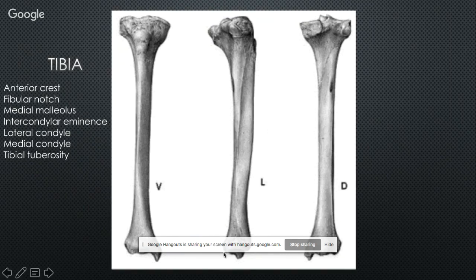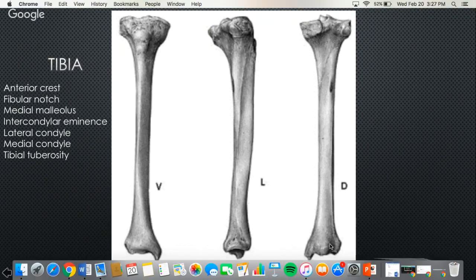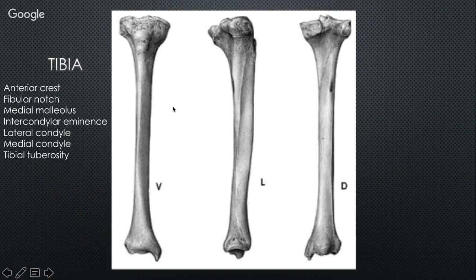The fibular notch, which is most visible down here with the, oh, has that been there the whole time? Oh my goodness, I'm so sorry. So this right here is the fibular notch right there. And then of course we have the medial malleolus.